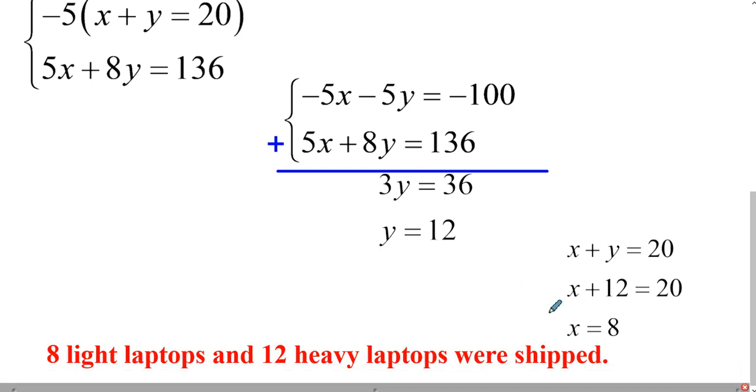So if you want to do your summary in terms of lighter versus heavier, you could write 8 light laptops were shipped and 12 heavy laptops were shipped. You also could talk about it based on the weight: 8 5-pound laptops were shipped and 12 8-pound laptops were shipped. Both of those would be correct summary sentences.